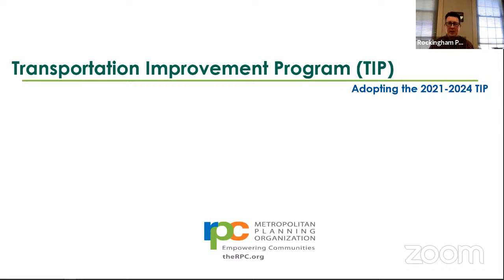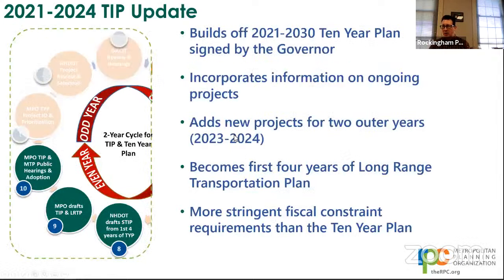Okay, all right, I'm going to plunge forward. Getting into the specifics of the 21 to 24 Transportation Improvement Program. So the TIP builds off, as I said, the 10-year plan that was signed by the governor. It incorporates both information on projects that are already in the midst of design or construction, as well as anything new that's coming into that 21 to 24 timeframe from the 10-year plan. So when we do a new TIP, we drop the first 2 years off the existing TIP and add 2 new years to the end. So it's a pretty straightforward process that way.